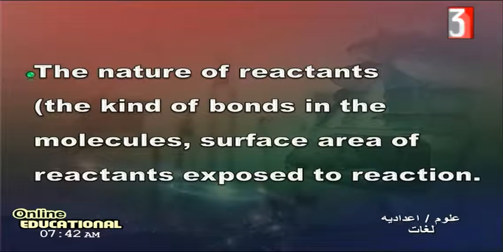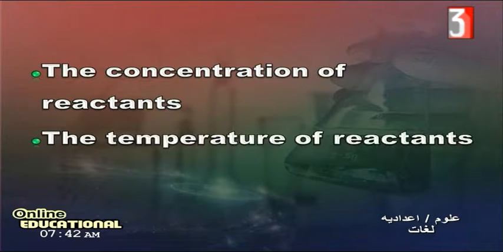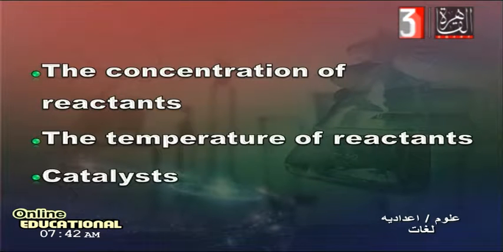We studied the kind of bond. There are two kinds of bond, ionic bond and covalent bond, and the kind of bond can affect the chemical reaction speed. Let's see. The concentration of reactant is the second factor that affects chemical reaction speed. The third factor is the temperature of reactant, and the last one is catalyst.